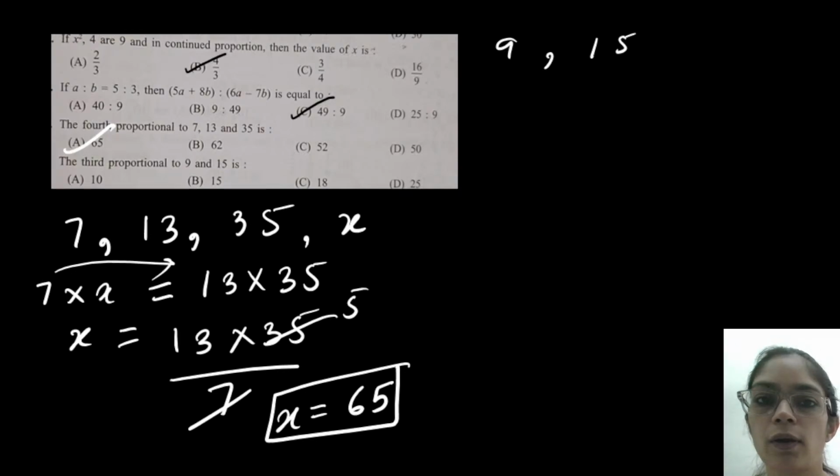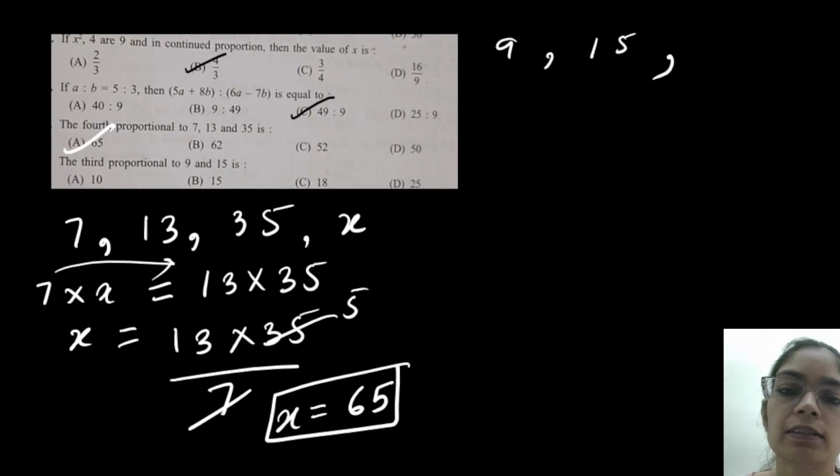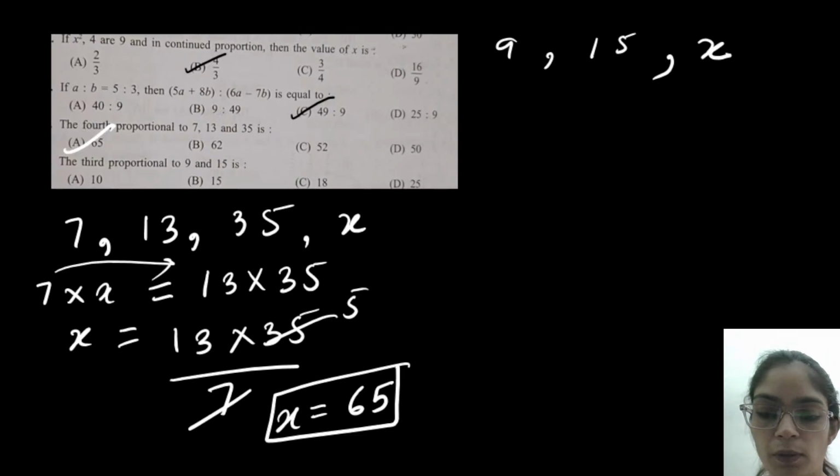That means if they're talking about three proportions, here they are discussing continued proportion. They have mentioned to find the third proportion, so we can assume the third proportion as X. Which formula do we have to apply in this question? We have to find the third proportional or third proportion.